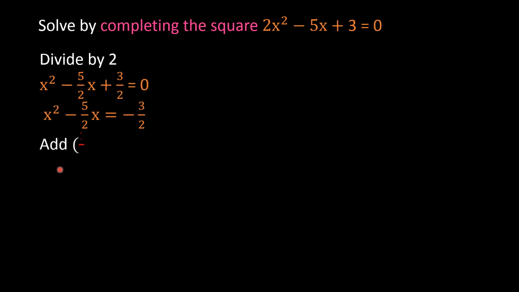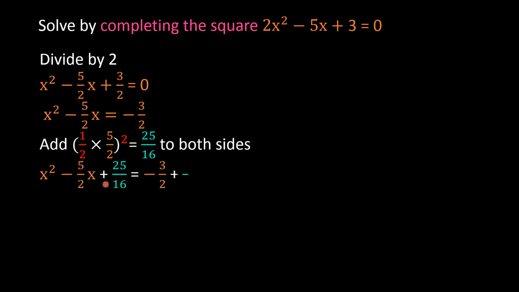Now we will add half multiplied by 5 divided by 2 whole squared, where 5 divided by 2 is the coefficient of x here. So it will be 1 multiplied by 5, 5 squared will be 25, 2 multiplied by 2 will be 4, 4 squared will be 16. So we will add 25 divided by 16 to both the sides. So it will be plus 25 divided by 16 plus 25 divided by 16.